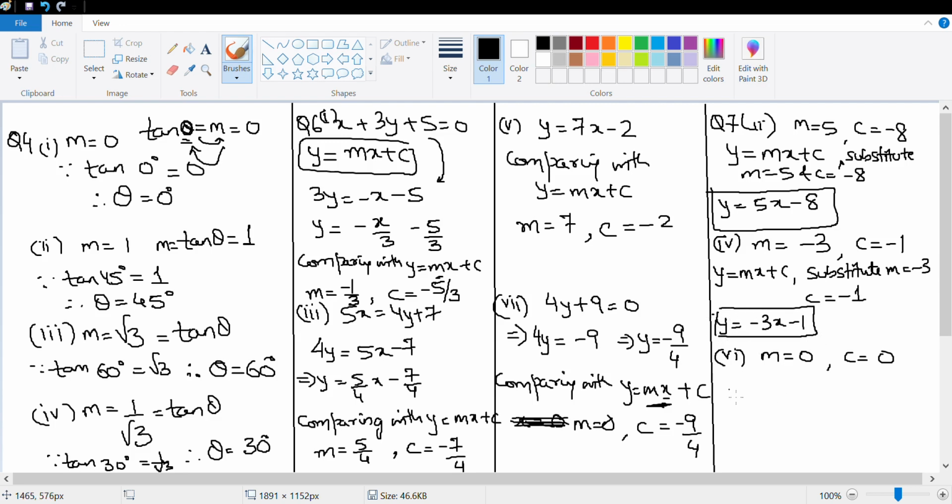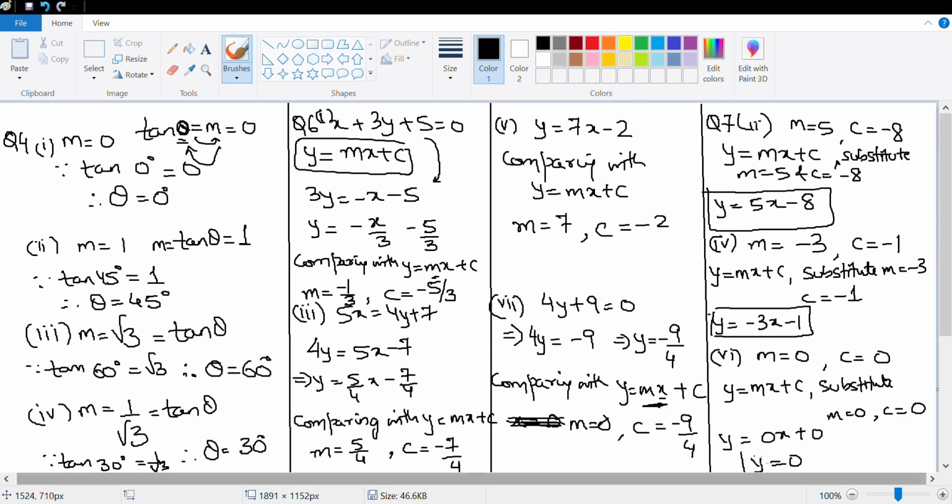Perfect. Again, y is equal to mx plus c. Substitute m is equal to 0 and c is equal to 0, and I get y is equal to 0x plus 0, which means y is equal to 0. Perfect. So this is my equation of the line, y is equal to 0. Right, that finishes this part of my video.